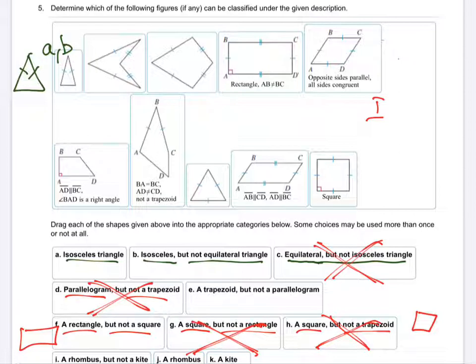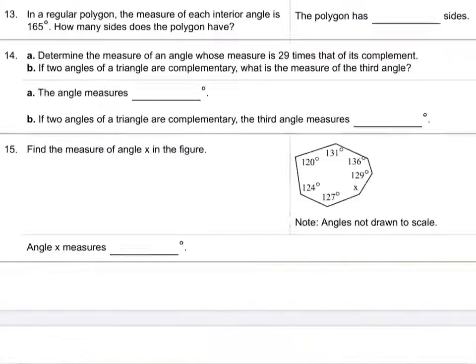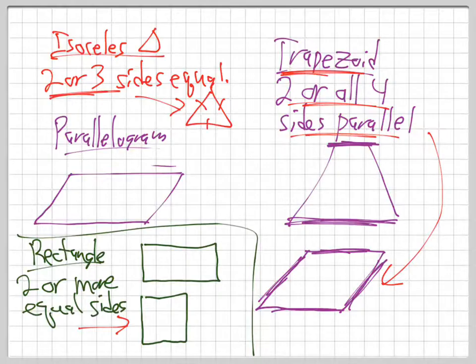And then, how about the bottom down there? A rhombus, but not a kite. A rhombus and a kite. That's all the room I could fit on the copy there. Now, what's up with rhombus and kite? Do you remember those? Let's go back. Those are probably some of the least familiar, weirdest ones. I'll go to a new screen here.